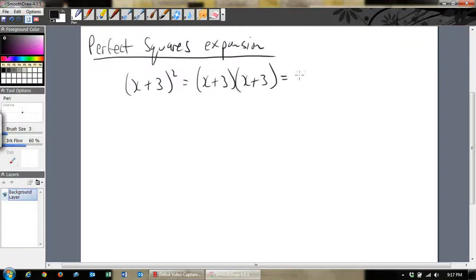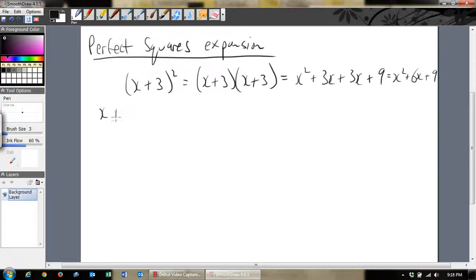Let's expand that out. We've got x times x, which is x squared, plus 3x, plus 3x, plus 9. Which is equal to, if you collect like terms, x squared, plus 3x plus 3x, which is plus 6x, plus 9. Can you see a pattern between this and this?